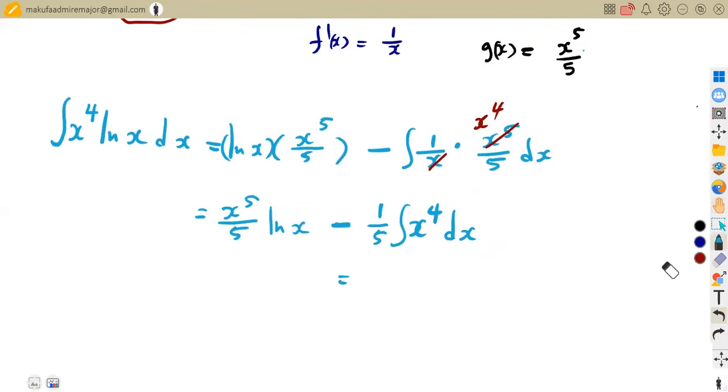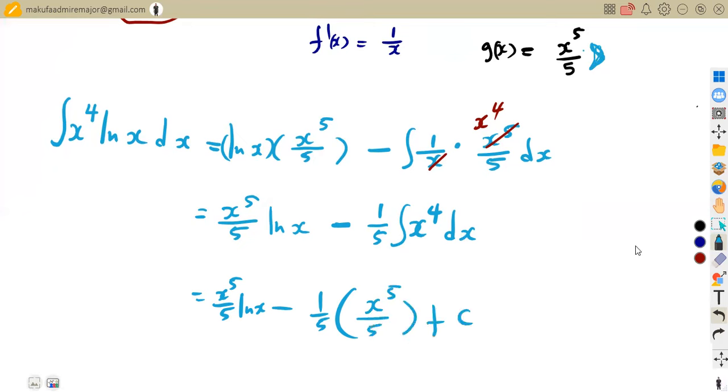So we are going to have at the end, combine everything, x to the exponent of 5 over 5, the ln of x minus 1 over 5 multiplied by the integral of x to the exponent of 4, which we integrated before, and it gave us x to the exponent of 5 over 5. So that's it, plus the constant of integration. So you can just simplify: x to the exponent of 5 over 5, the ln of x minus 1 over 5 times 5, which is going to be 25, x to the exponent of 5, plus constant of integration.